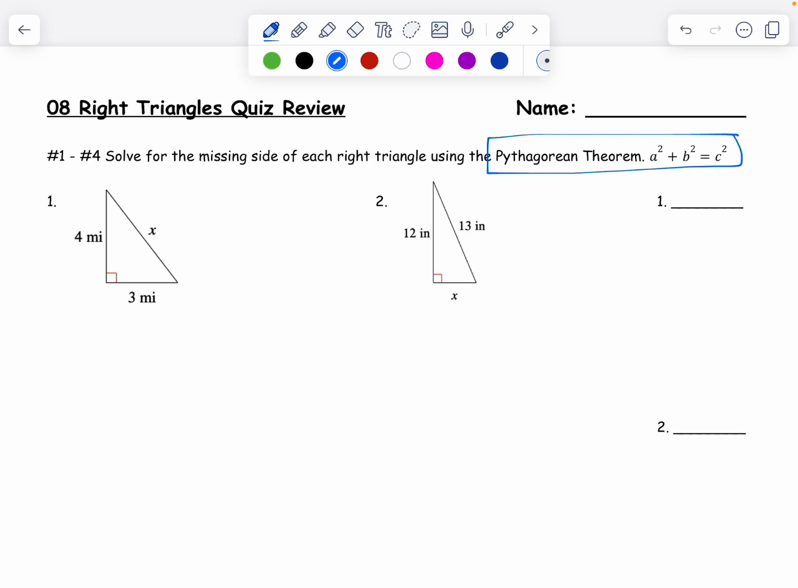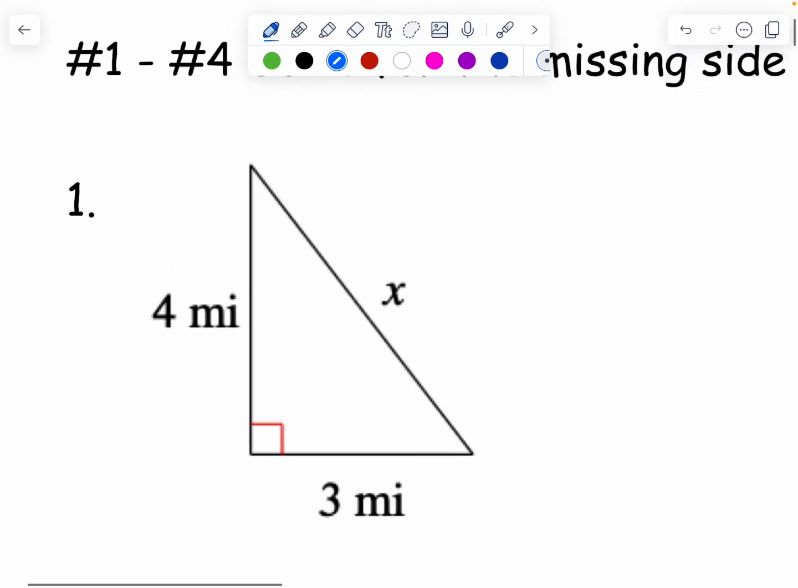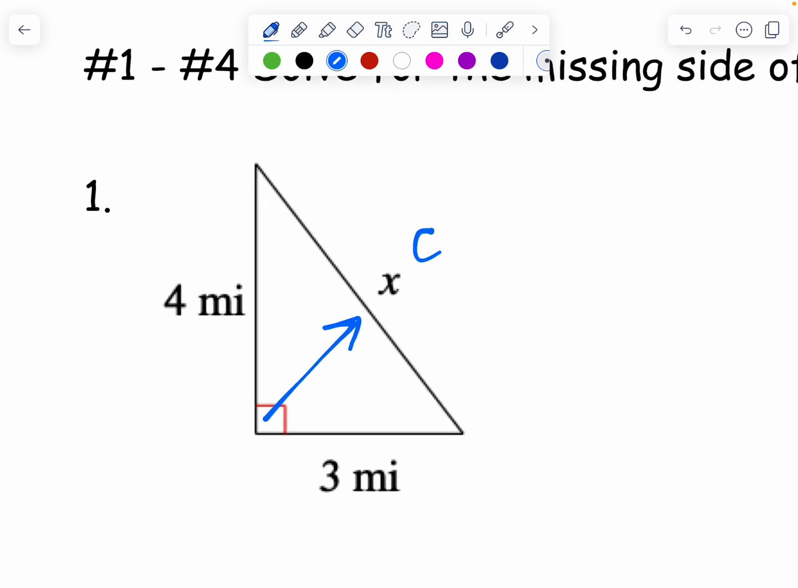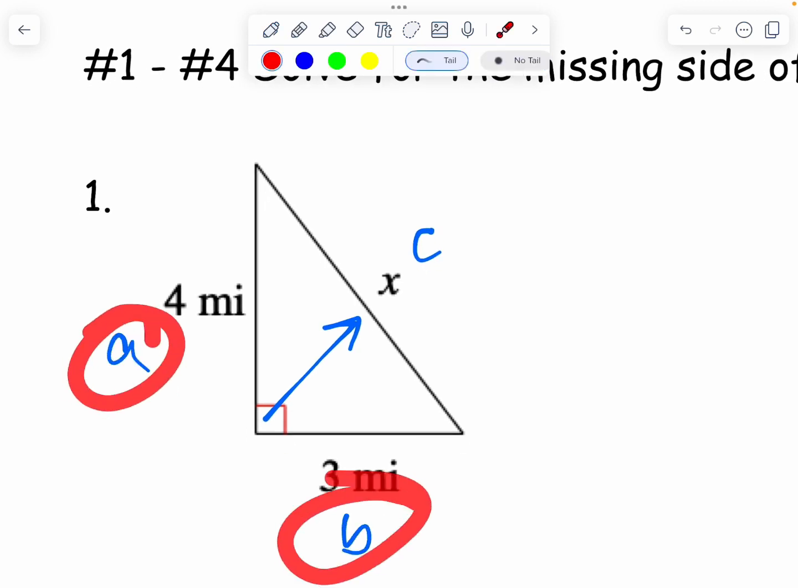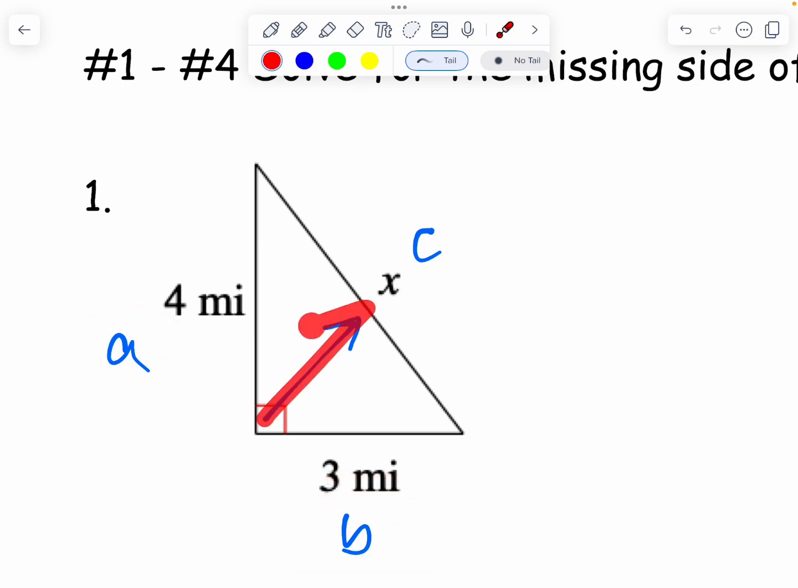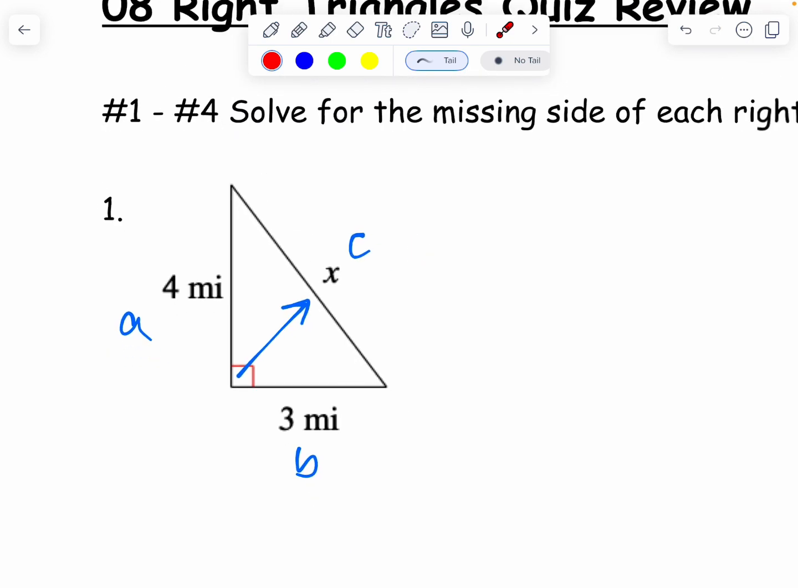And yes, this is the formula for Pythagorean theorem, a squared plus b squared equals c squared. Here's what's important about this. Do you remember that the side across from the right angle is called the c? The other two are the a and the b, and it doesn't matter which of those you call A and which one you call B, but this is the important part. This has to be the C, the side across from the right angle.